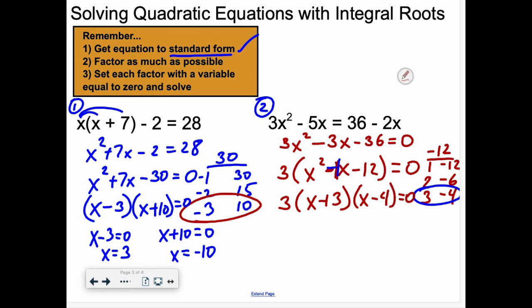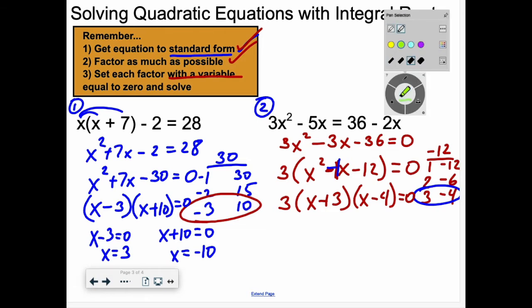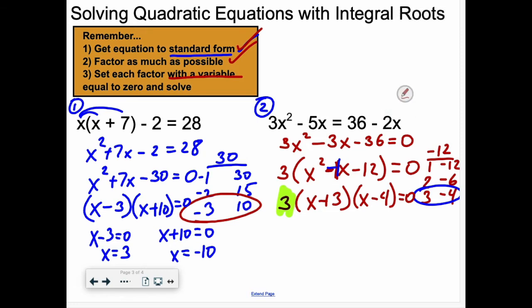So I was checking off: we got it to standard form, we factored as much as possible, and now we need to set each factor with a variable equal to 0. Now, we don't need to set this 3 equal to 0. It doesn't have a variable. There's no way that this 3 could ever be set equal to 0. It's 3, not 0, so we don't need to worry about it. We can just set the x plus 3 equal to 0, the x minus 4 equal to 0, and solve. We'll end up with x equals negative 3, x equals positive 4. Cool.